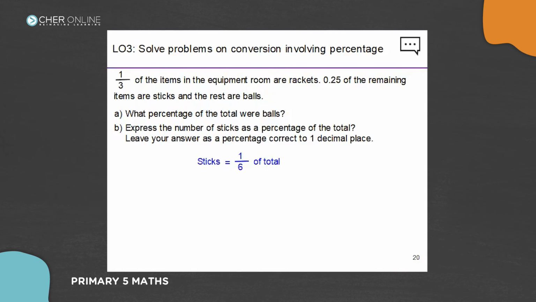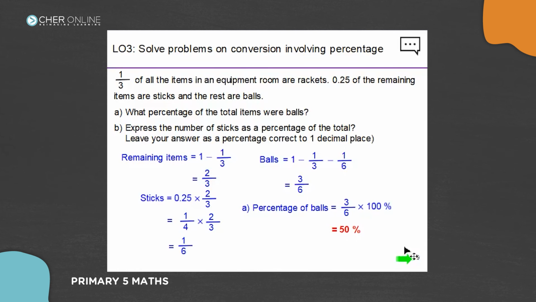Okay, so part B. I want to express the number of sticks as a percentage of the total. What about sticks? Remember, sticks is 1 out of 6, right? So how do we convert 1 out of 6 into a percentage? Same thing, I show you 1 out of 6 times 100%. So that will be 16.7%. All right, so I'm showing you another method of changing from fraction to percentage.